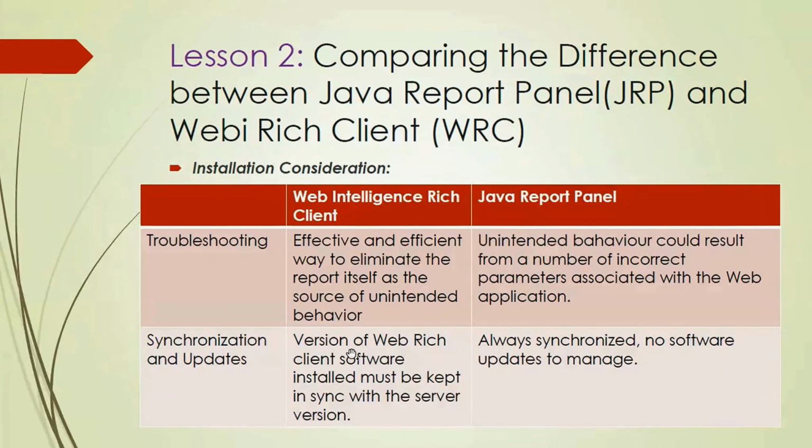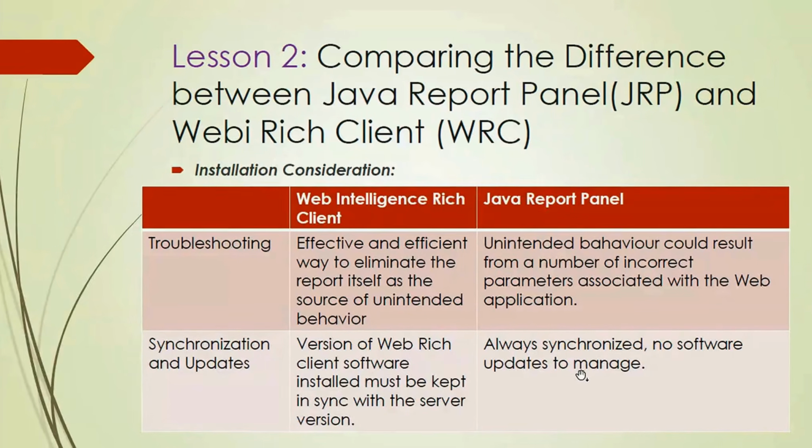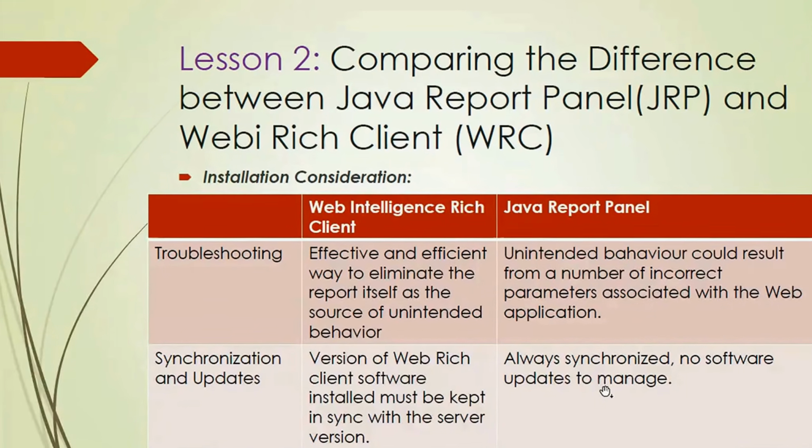Synchronization and updates. The version of the Web Rich Client software installed must be kept in sync with the server version. So this tool must be synchronized with the Central Management Server software version, while Java Report Panel is always synchronized because it is not required to manage or update the software, because it comes with the Java BI Launchpad only.